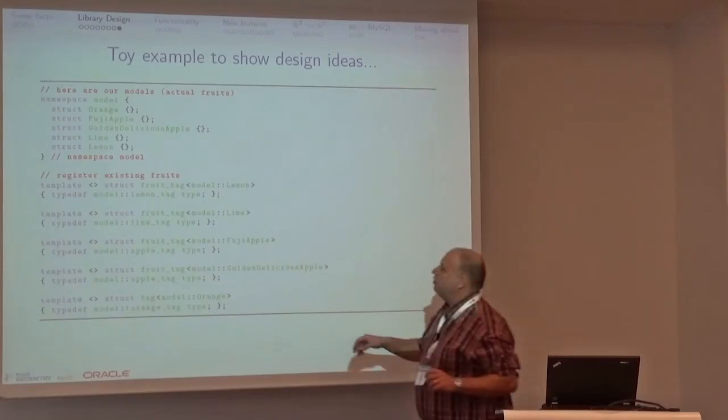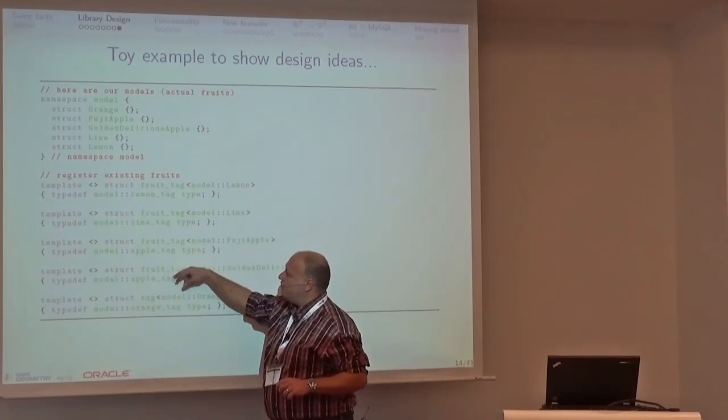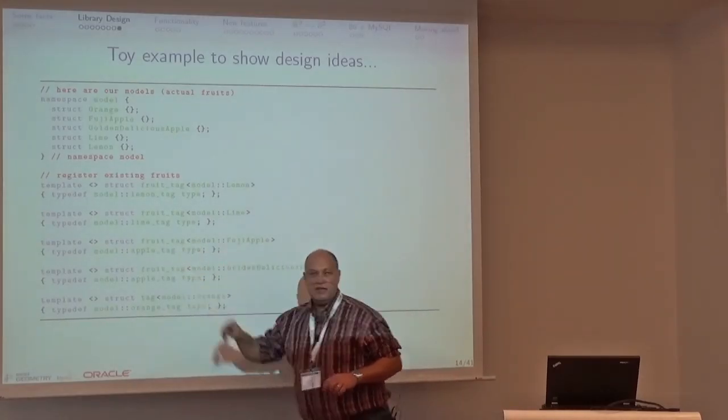So here you can see that for a Fuji apple or a golden delicious apple, in both cases, we have this metafunction essentially that tells that the type of this specific model is an apple.